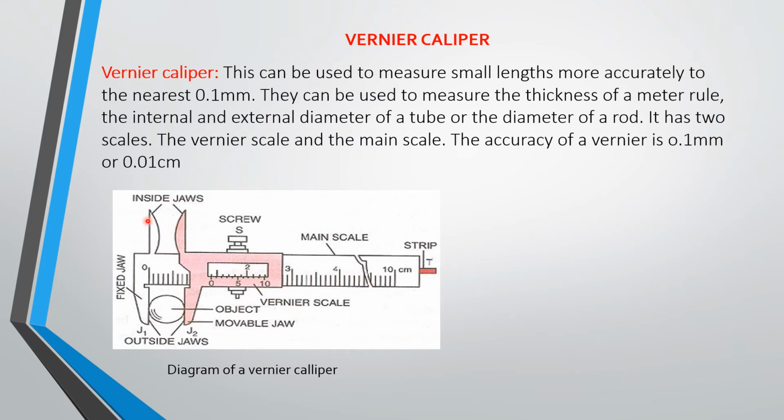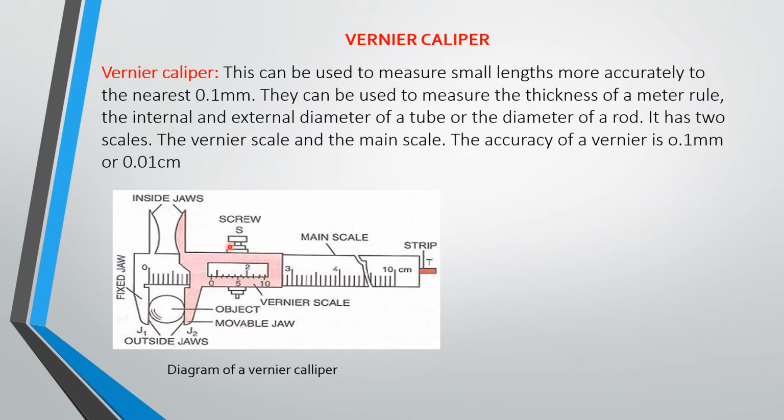It has two jaws. There are two jaws on a Vernier Caliper: one is the inner jaw, one is the outer jaw. Then it has two scales. You have the main scale, and then you also have the Vernier scale. Then this is a screw on the Vernier scale. What that screw helps you to do is that once you have been able to hold the object that you want to measure firmly, you now use the screw to fix the Vernier scale so that it will not shake or move backward while you are taking your readings.